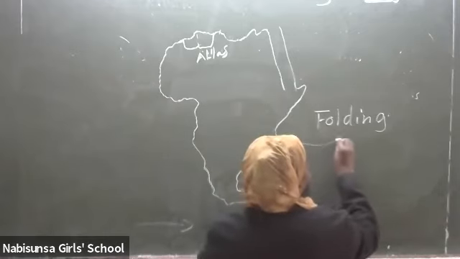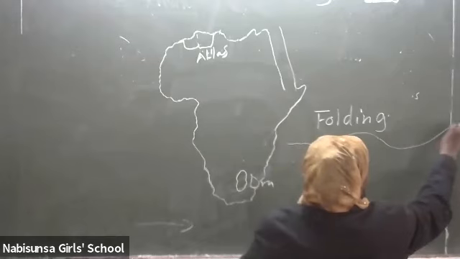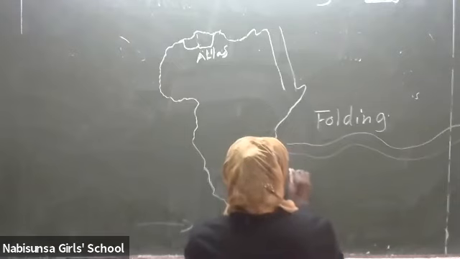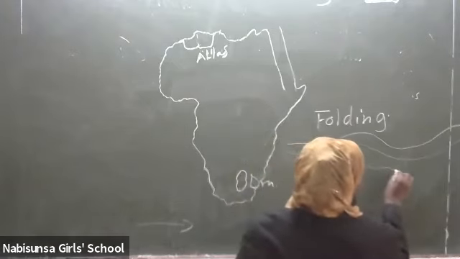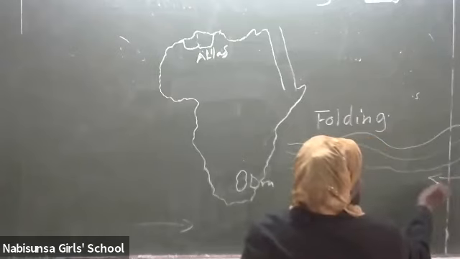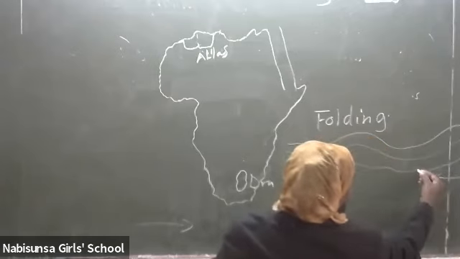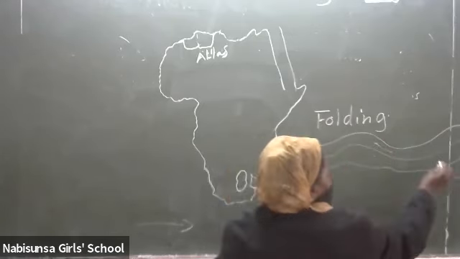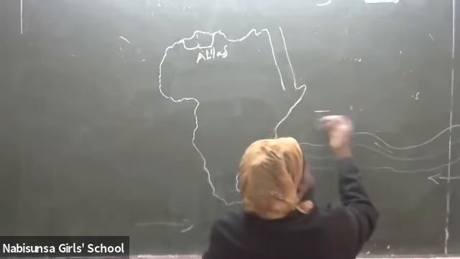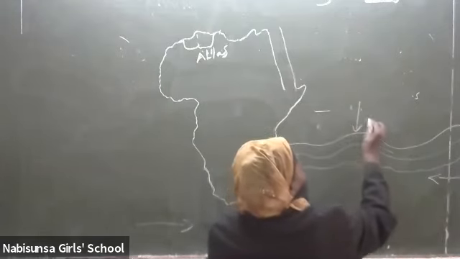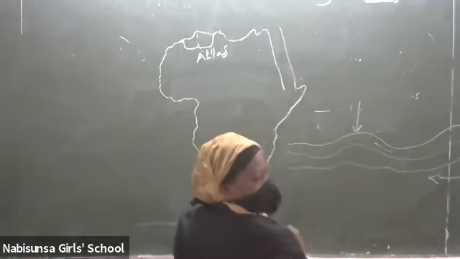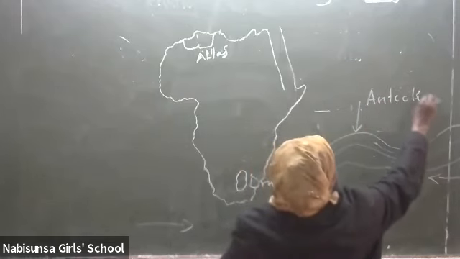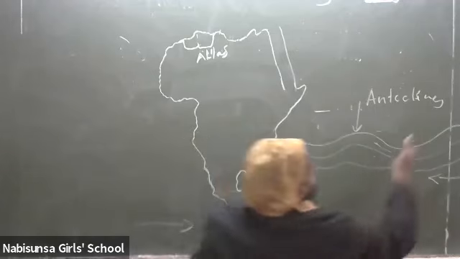Let us do another one, number 2. The layers remain the same. These ones are moving up. When they are moving up, they push this side. They are pushing it up. So when they move and push this one up, this one becomes a what? An anticline. That one becomes an anticline.